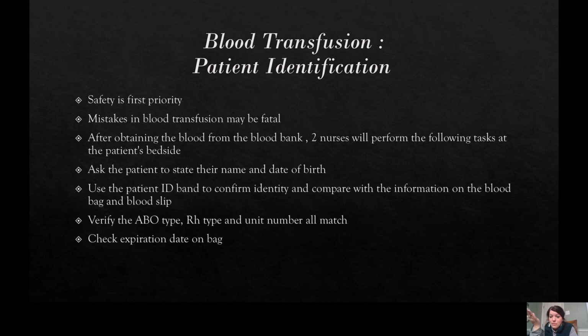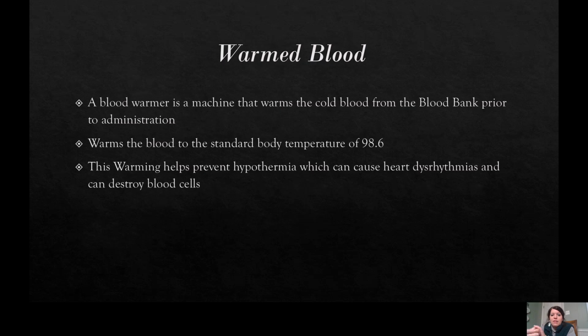You will get a piece of paper from the lab, and you will get your blood from the lab, and you must compare all 3. You need to look at their ABO type, their RH type, and that the unit numbers all match. And then we also need to check the expiration date on the bag of blood.